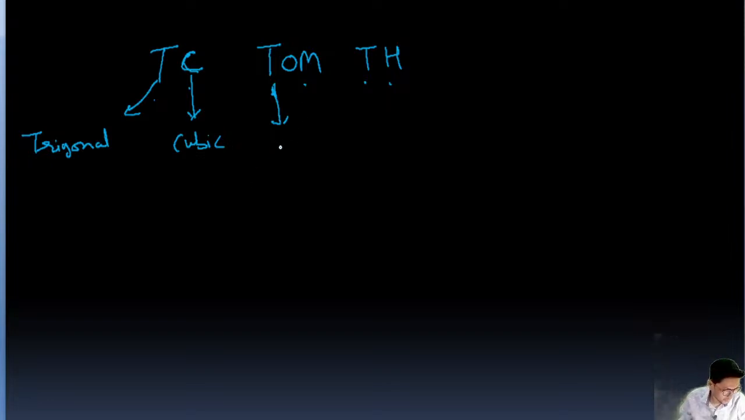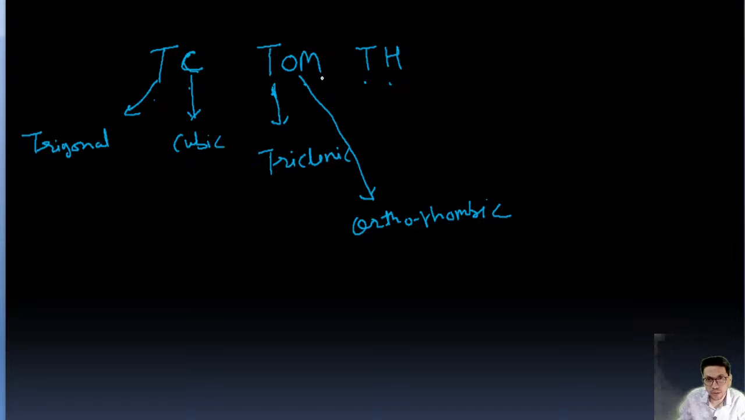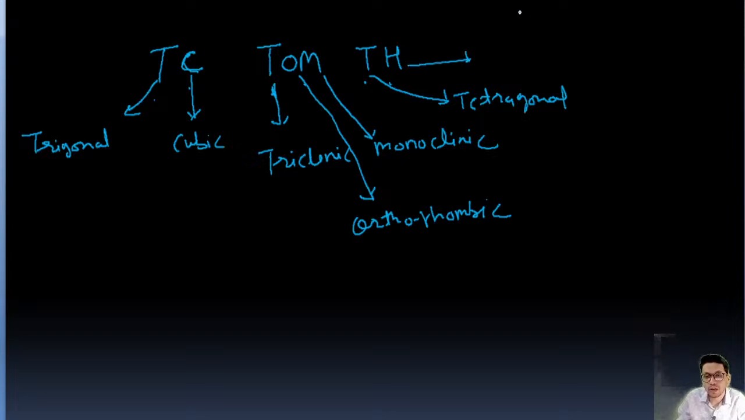Now this is Tom. This is triclinic, and this is orthorhombic. And M stands for monoclinic. T is tetragonal. This is what you need to learn. Tetragonal, and this is hexagonal.